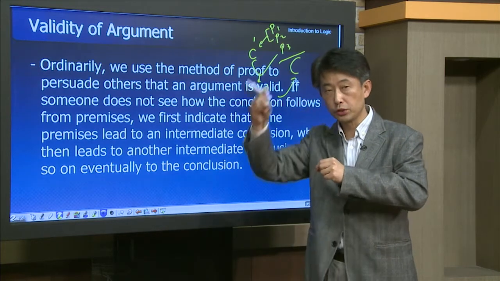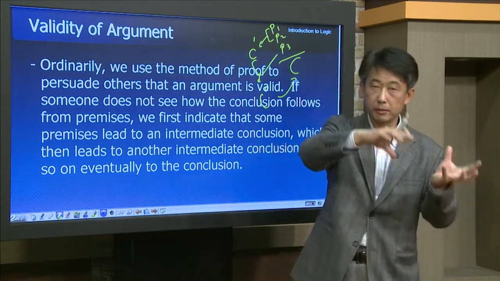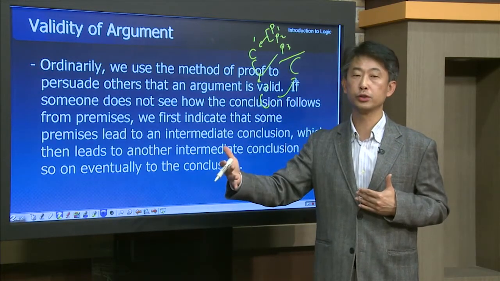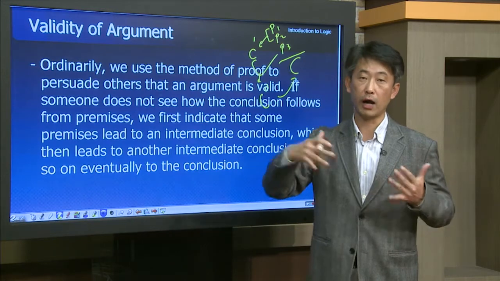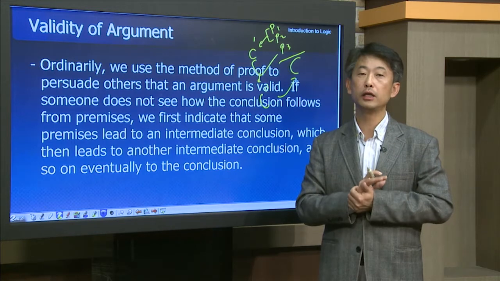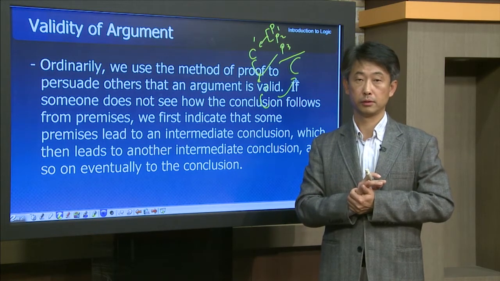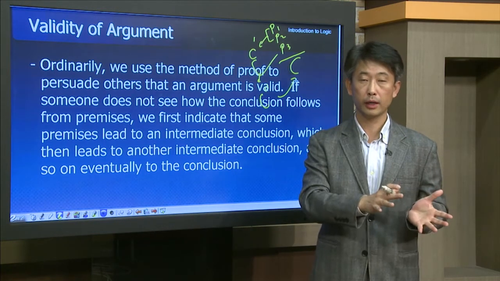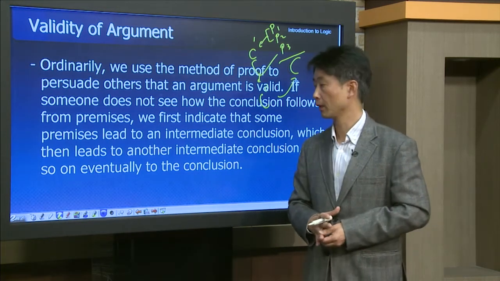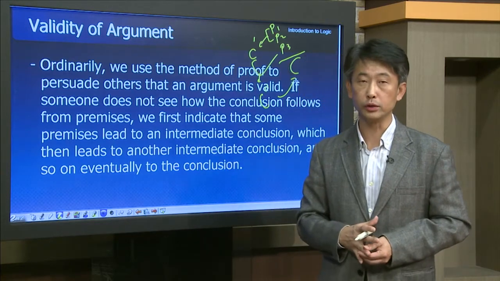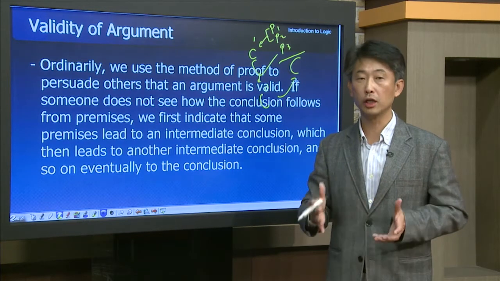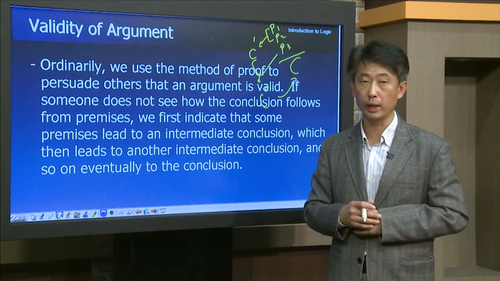You try to build a bridge between the premises and the conclusion that helps the person to see that the conclusion, after all, logically follows from the premises. And providing such intermediate steps that connect the premises and the conclusion is called proof. That's what we do ordinarily. And in logic, we just learn how to do that in a systematic way.